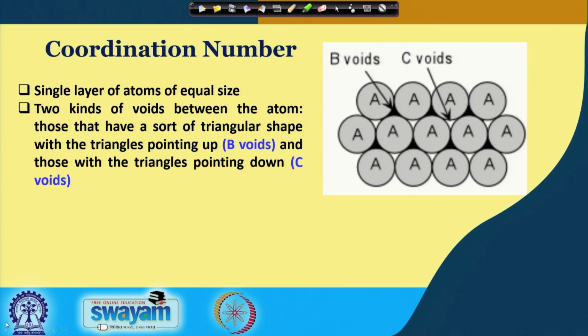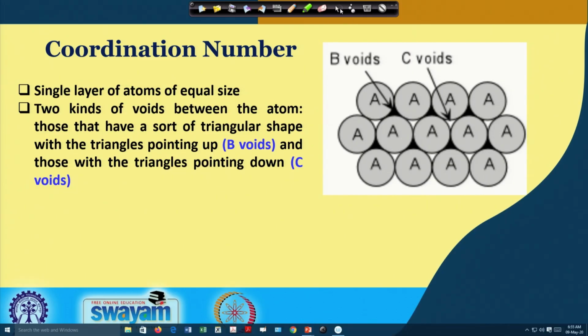Remember that when there is a single layer of atoms of equal size, there are two types of voids. One is void B and another is void C. So obviously the void B has the triangular shape where the triangles are pointing up, and those with the triangles pointing down are known as the C voids. So as you can see here, these are basically B voids, and this is the C voids.